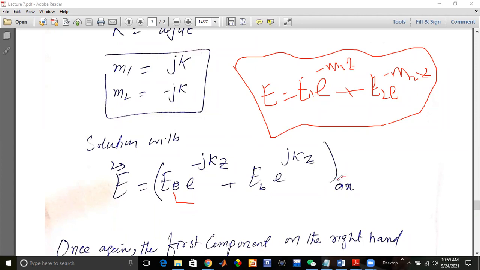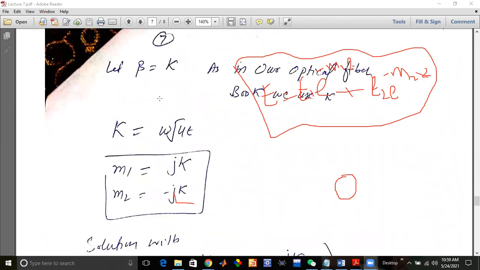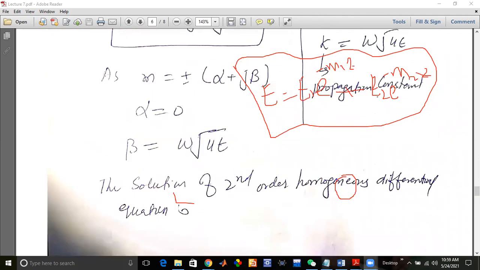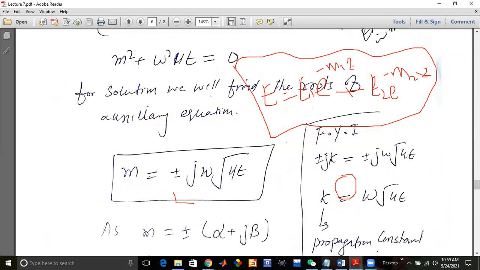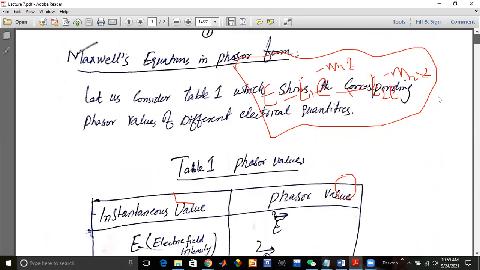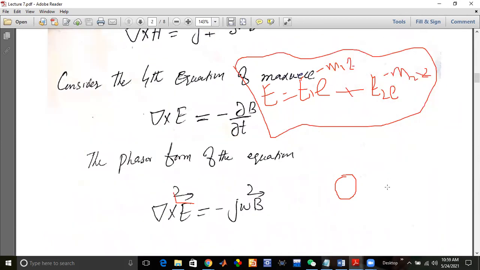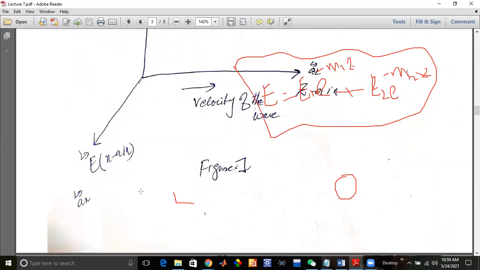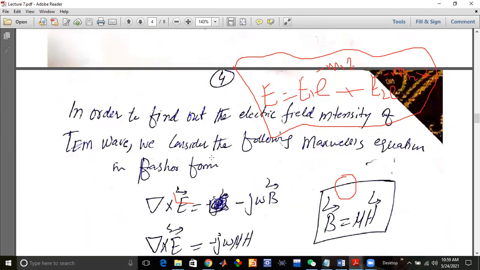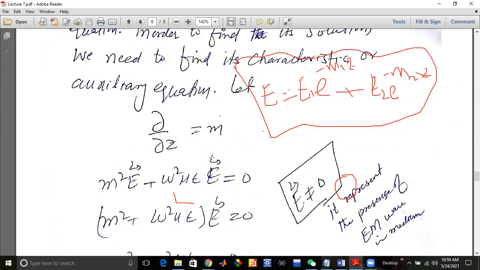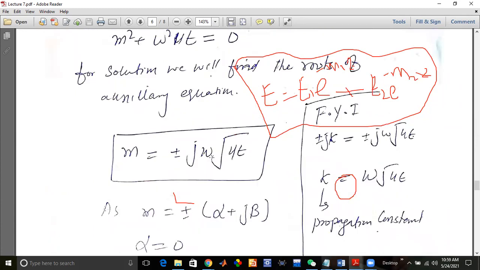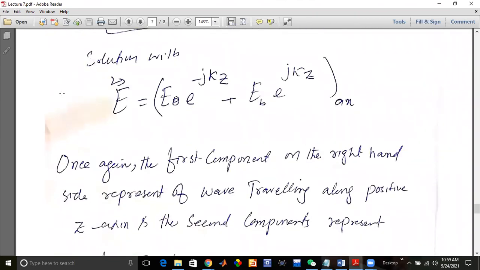And as you know that the electric field is along the x direction, and our first figure, you see here, this is our first figure. In the first figure we say that the electric field is along the x direction. So that is why we write here that E naught e power minus jkz plus Eb e power jkz is along the x direction.